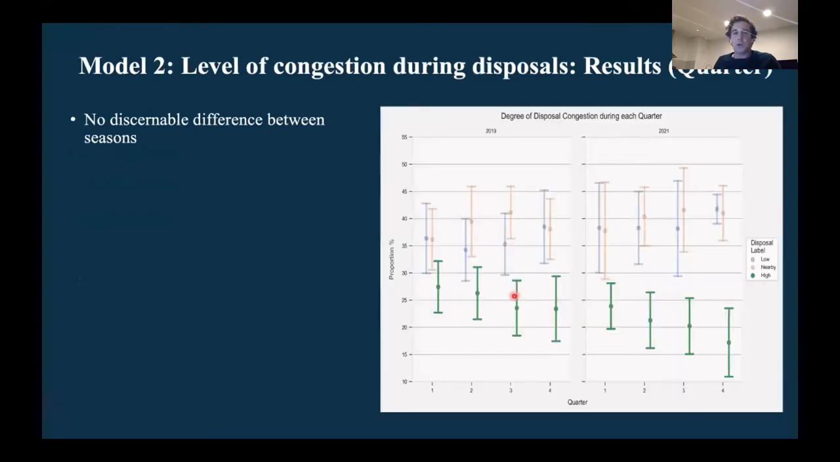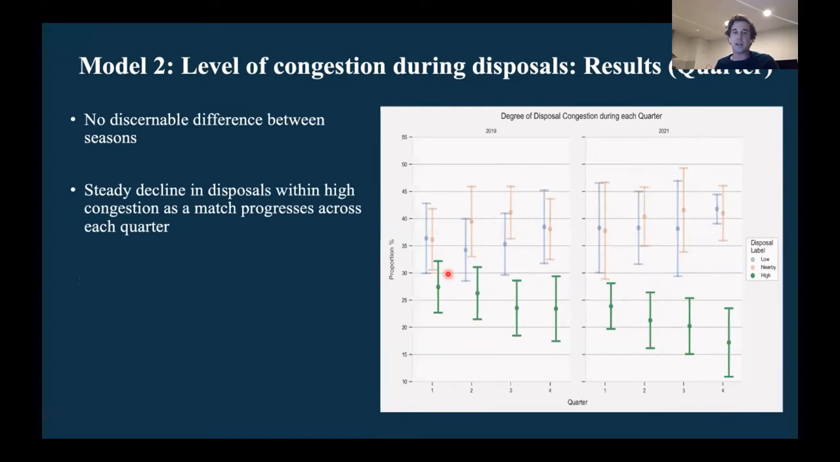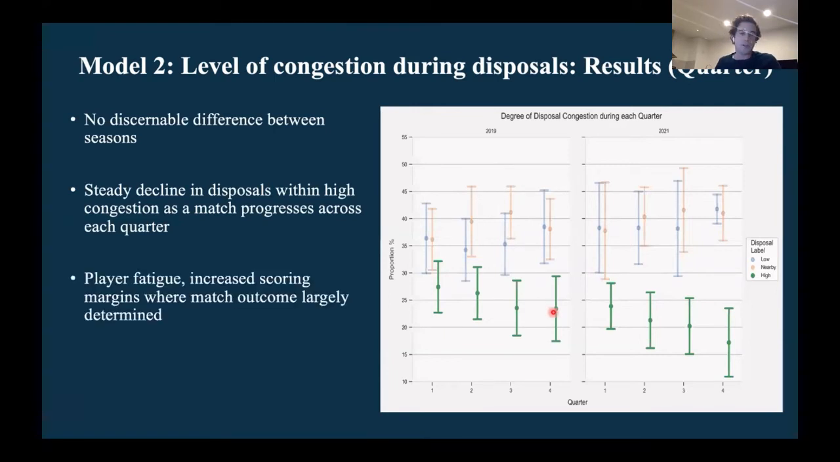When we have a look across the four quarters here, so as the match progresses, again, similar trend across both seasons. That is, as the match progresses, there's a steady decline in the number of disposals within high congestion. This could be due to player fatigue or increased scoring margins. So if there are blowout margins, then the intensity at the end of the match isn't the same as what it was at the start of the match.